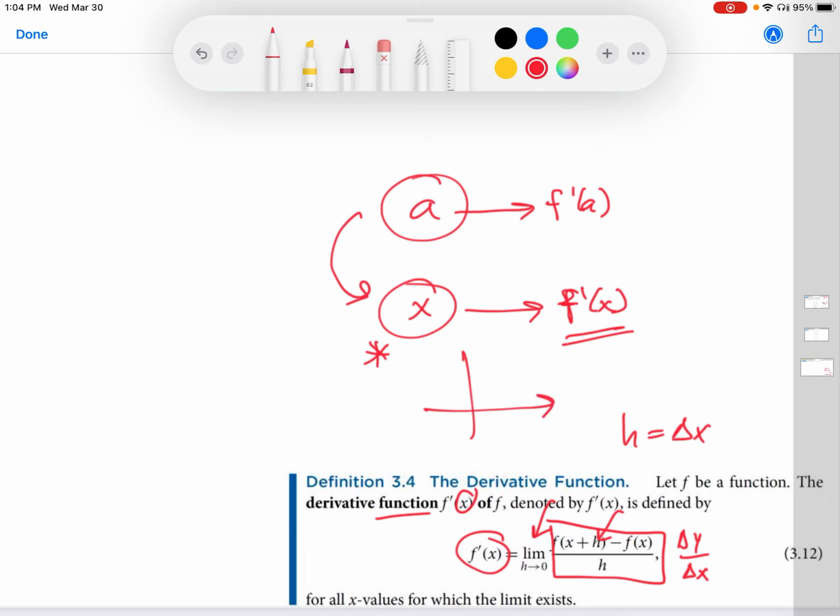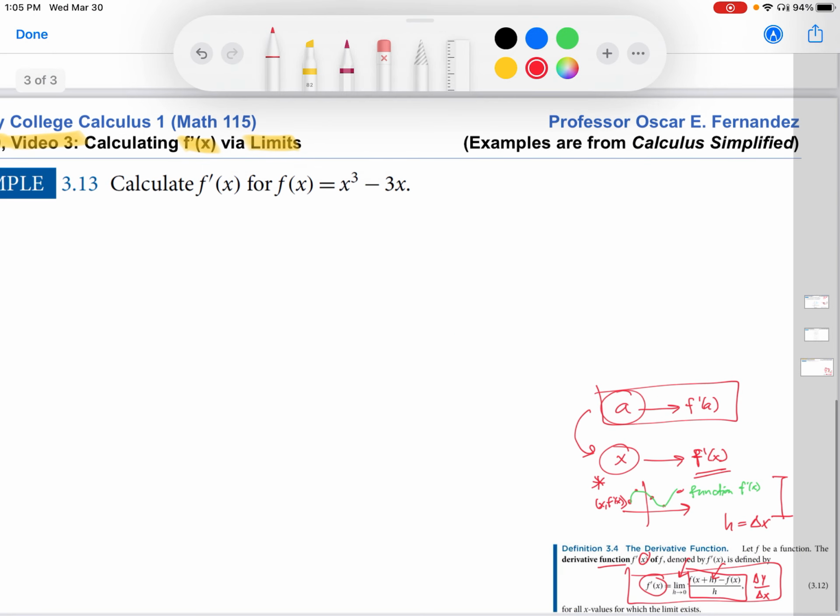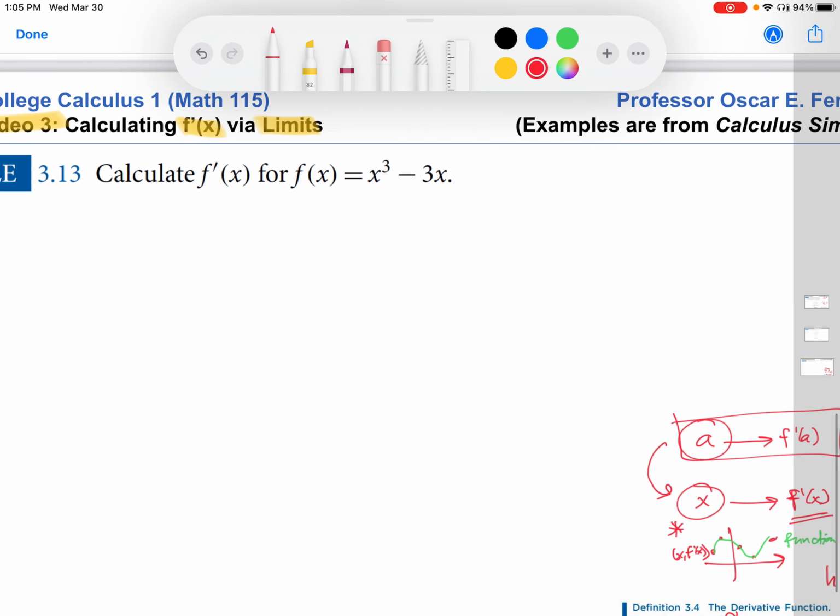So as we plot x and its derivative value f prime of x, and we keep plotting these points, a function might emerge. So that function would be the function f prime of x. All right, so that's just a quick little review of what f prime of x is defined as in terms of the limit, and also how we get a derivative function from what we used to do with f prime of a, which is just a number. Okay. All right, I'm going to zoom back out and try this example here from Calculus Simplified.